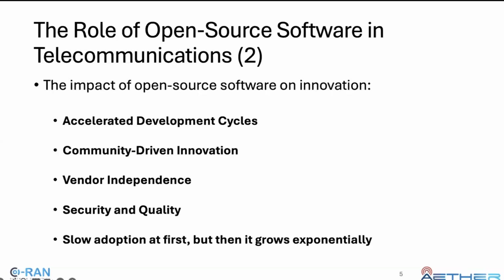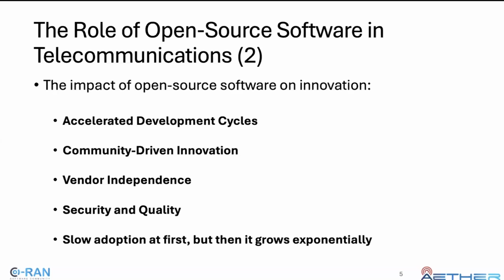And what is the impact that all of these open source software projects bring on innovation? We have, of course, accelerated development cycles because open source models enable faster development and deployment of new technologies by leveraging the collective efforts of a global community of developers. So this means a faster time to market for new features and capabilities. But also we have community-driven innovation because now innovation is no longer confined to the R&D departments of large corporations, because anybody can contribute.